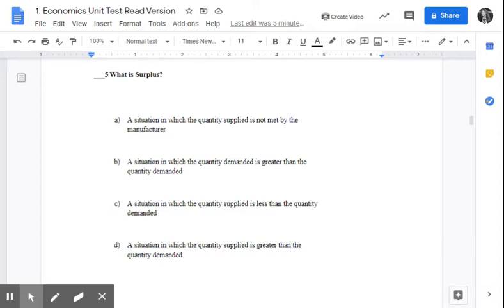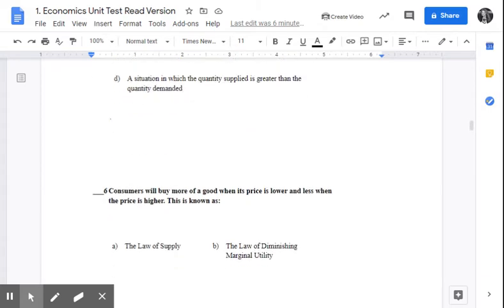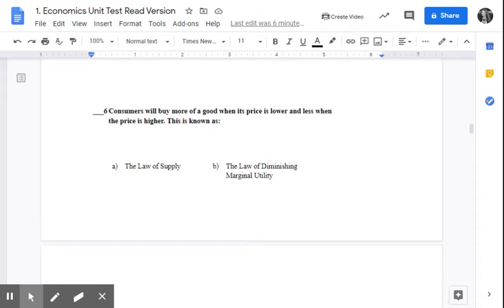A, a situation in which the quantity supplied is not met by the manufacturer. B, a situation in which the quantity demanded is greater than the quantity demanded. C, a situation in which the quantity supplied is less than the quantity demanded. D, a situation in which the quantity supplied is greater than the quantity demanded. B and D seem to be the same answer. Sorry.